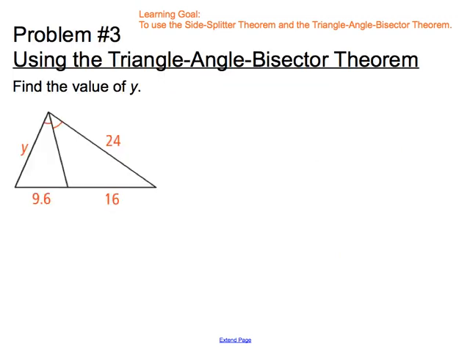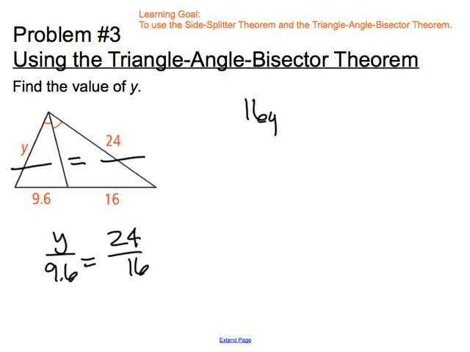So using the triangle angle bisector theorem, we're asked to find the value of y. The first thing that I do is I make sure that the vertex angle being bisected is at the top of the picture. Then I simply separate these 2 numbers with fraction bars and put the equal sign in the middle. So the proportion is y over 9.6 equals 24 divided by 16.